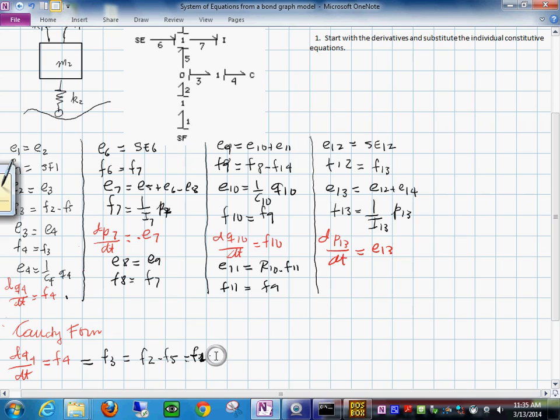And then you have the minus, what is F5? In here F5 is F sub 7. So we're gonna write it here. This would be SF1 minus F7 would be what's in here. See, 1 over I sub 7, P sub 7. Yeah.